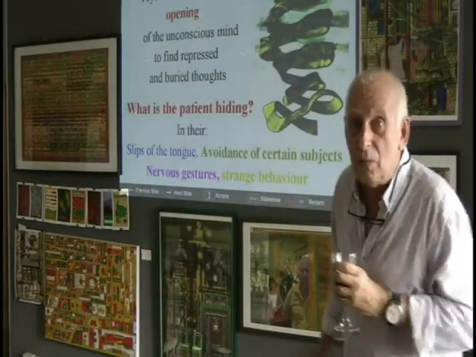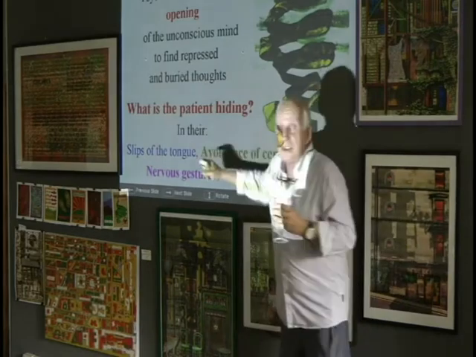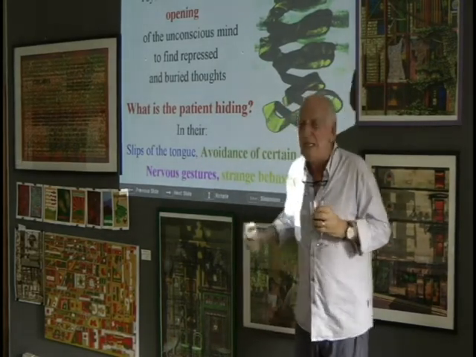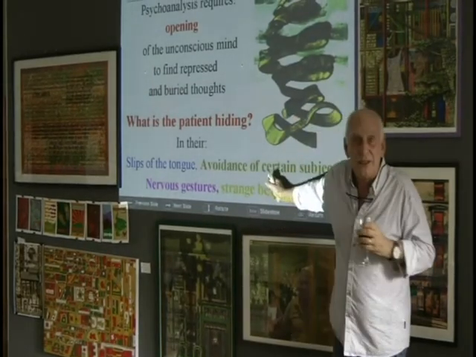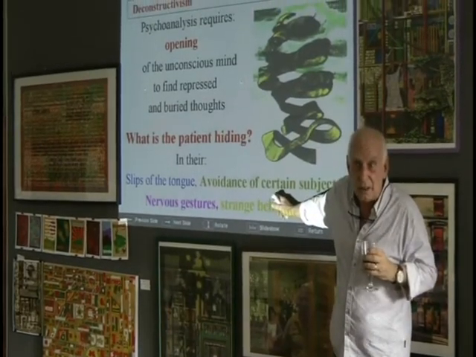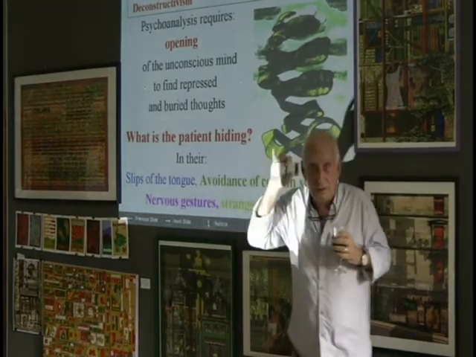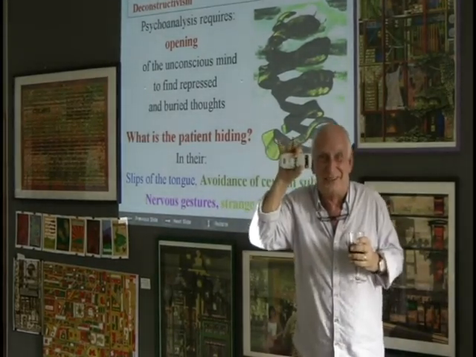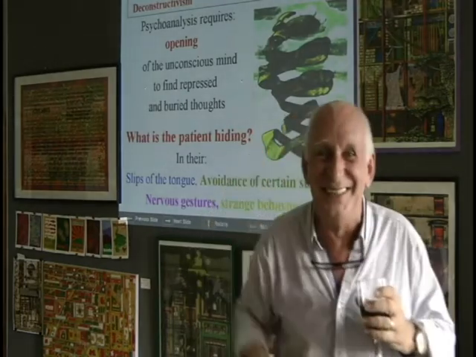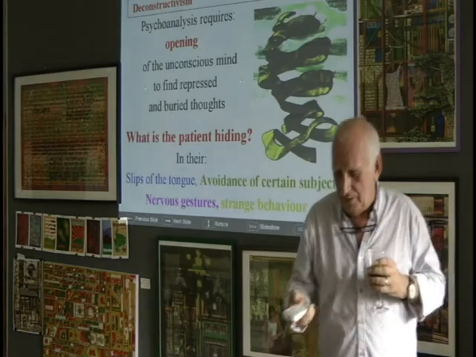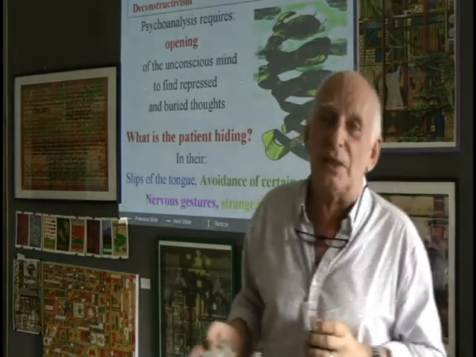Now, where does he find them? Well, have a look at this. He finds them when the patient has slips of the tongue, says something they don't really mean, okay? Avoidance of some issues altogether, even when asked a direct question. Nervous gestures, the fingers twitching away. Strange behaviour generally, right? So the psychoanalyst is looking into these issues.